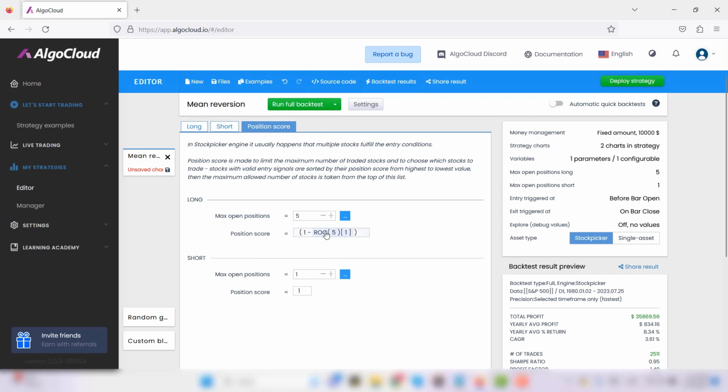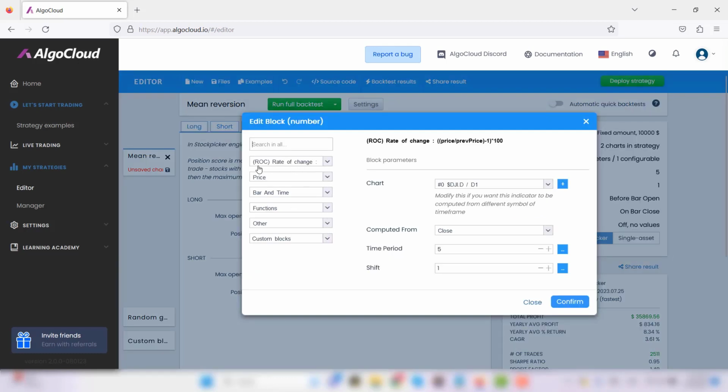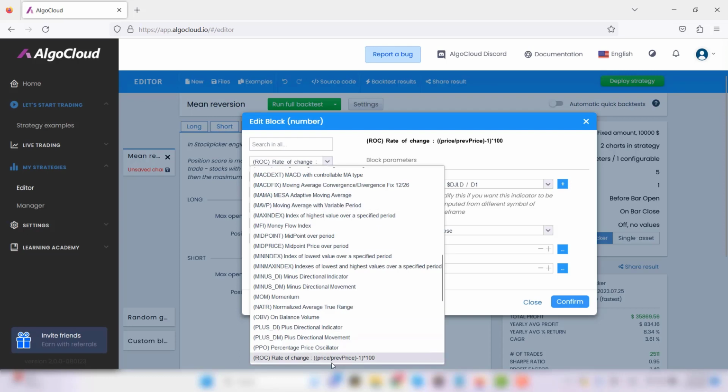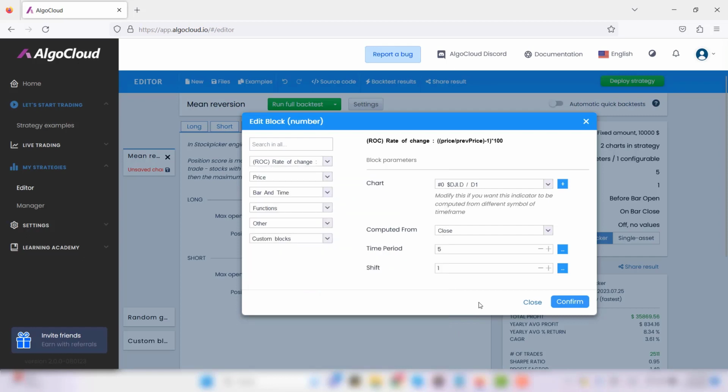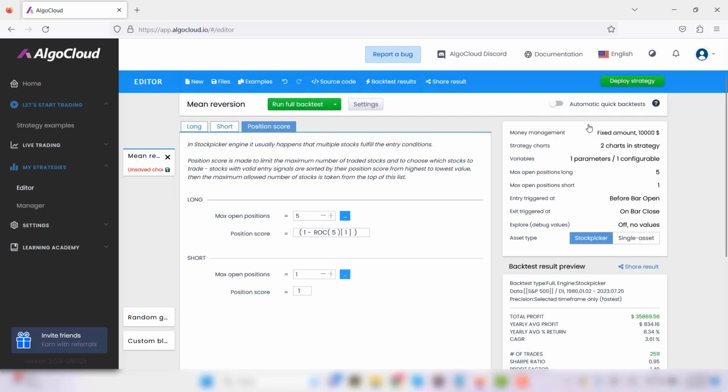Very often, and even in this case, we use the ROC indicator, rate of change, a simple indicator which you can imagine like this. By how many percent the stock has increased, so is the ROC value. If a stock has increased by 10%, its ROC is 10. If it has dropped by 10%, the ROC is -10%. In this particular case, the most desirable stocks are those that have fallen the most. This is best expressed by the formula we see here.